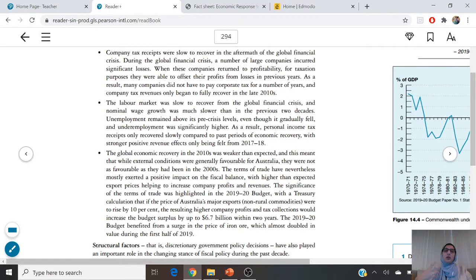Not just us, it's actually the global economy. The global economy wasn't able to recover well enough. And that's obviously impacted the Australian economy, right? Company tax receipts were slow to recover in the aftermath of the GFC. During the GFC, a number of companies incurred significant losses. When these companies returned to profitability for taxation purposes, they were able to offset their profits against losses in the previous years. So again, by the time the companies were able to actually recover from the GFC, they were only just able to recover the profits that they could have gained in the past few years. So they were still not doing as well as they expected. So they weren't able to pay taxes enough, right?